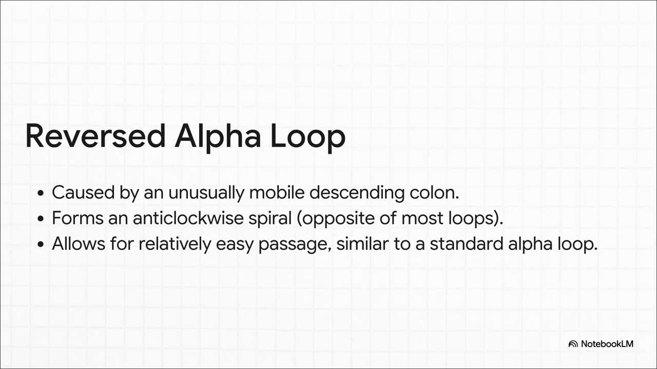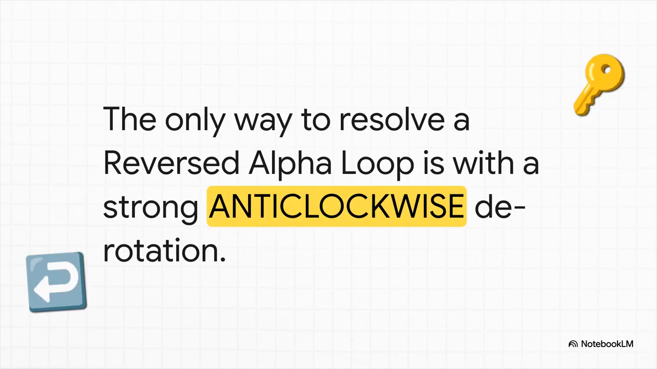Now, just like a standard alpha loop, a reversed one often lets you pass through pretty easily. So the scope feels like it's advancing just fine, no resistance. The critical difference, though, is that the mechanics are completely backward. The spiral is going the wrong way. You have to remember this. Your standard clockwise torque is going to do absolutely nothing here. In fact, it could make it worse. To get rid of a reversed alpha loop, you have to apply a strong anti-clockwise twist when you pull back. I know, it feels wrong, but trust me, it's the only way it'll work.